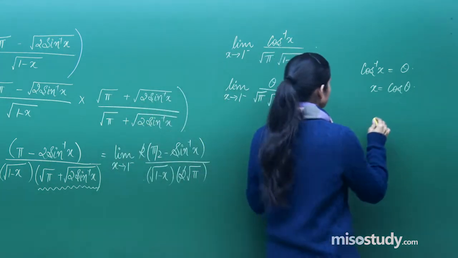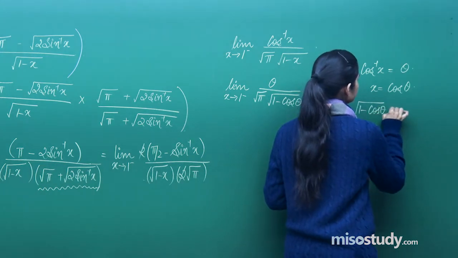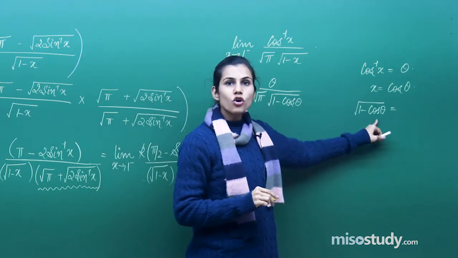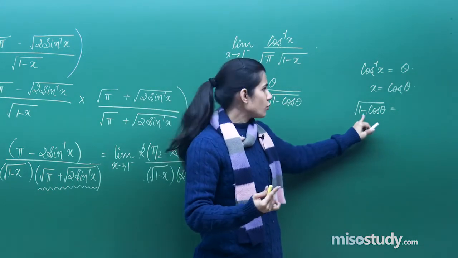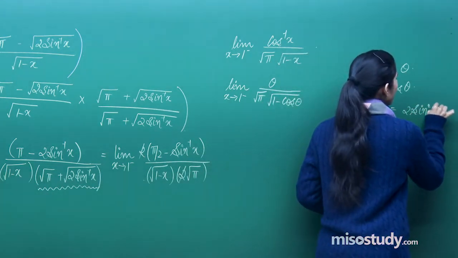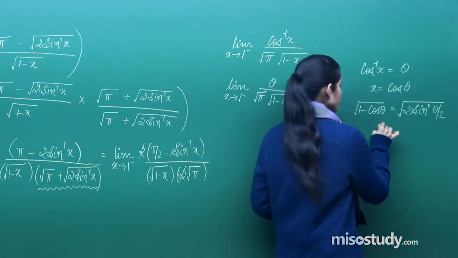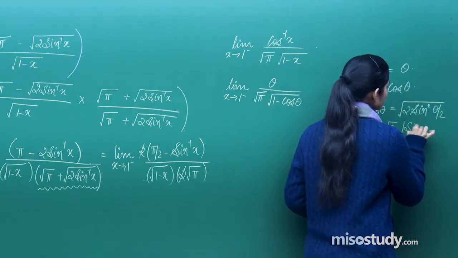Now see, try to see one thing very carefully. What will be root over 1 minus cos theta? 1 minus cos 2 theta is 2 sine squared theta. So 1 minus cos of an angle is twice of sine square half of that angle. Right? So root 2 comes out and root over sine square theta by 2 is mod of sine theta by 2.